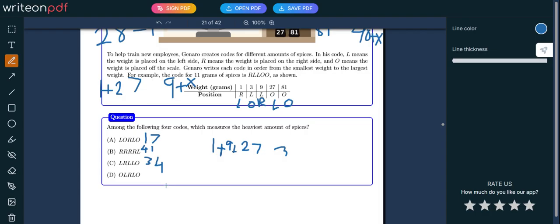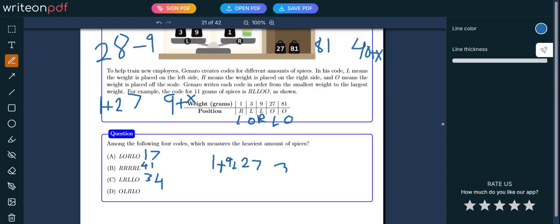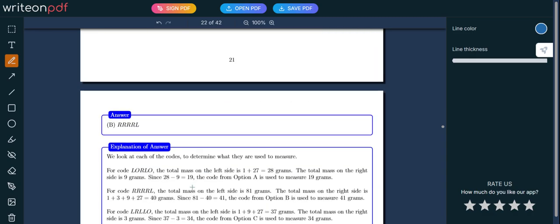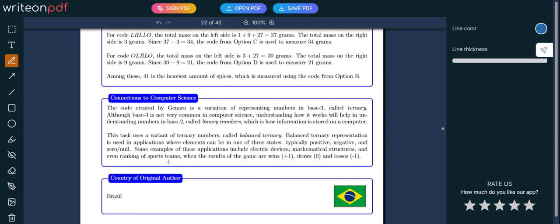And finally, we have off, left, right, left, off. Left and left, so that's 3 plus 27, which is 30, minus 9 wouldn't make the cut. So your answer is B. As you can see, it's right.